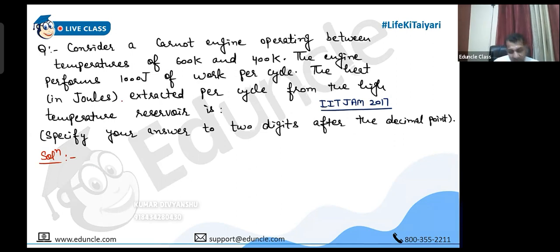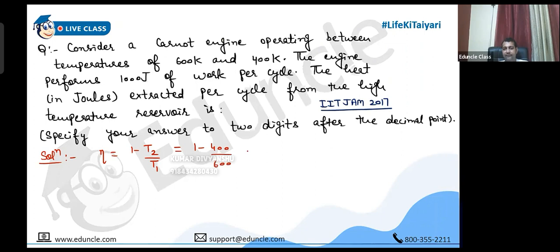The correct answer is actually 3000 joule. But I don't know how some students are getting 3000 free factor. I don't know about that. See, eta is actually 1 minus T2 by T1. They are given. And if you are not sure about T2 and T1, keep this thing in mind that T2 is always less than T1. It is 1 by 3. And eta is also W by Q1. W is 1000. So I don't know how you are getting 3000 free.